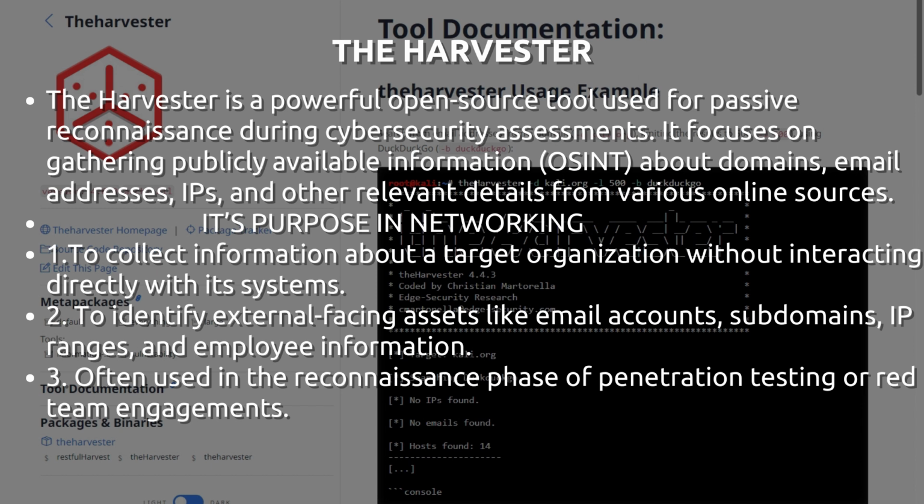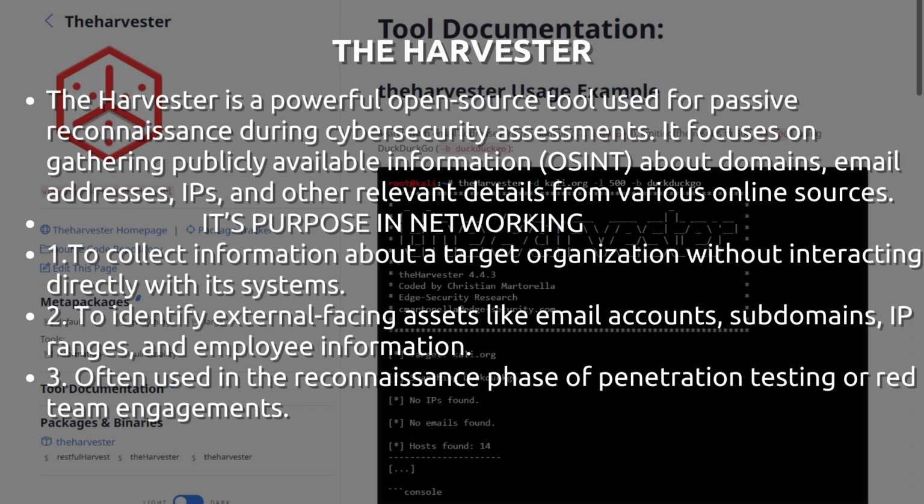It is used to collect information about a target organization without interacting directly with its systems. It is also used to identify external facing assets like email accounts, subdomains, IP ranges, and employee information. Then, it is also used in the reconnaissance phase of penetration testing or red team engagements.